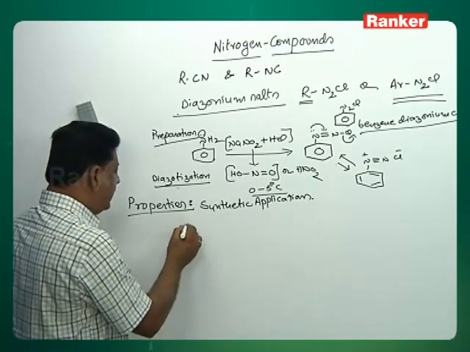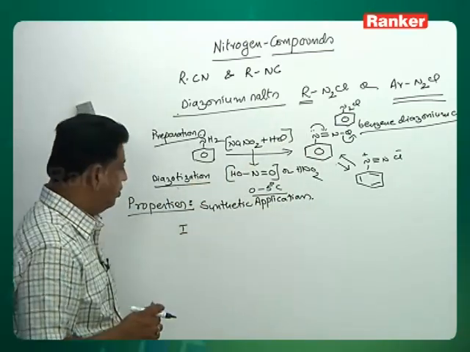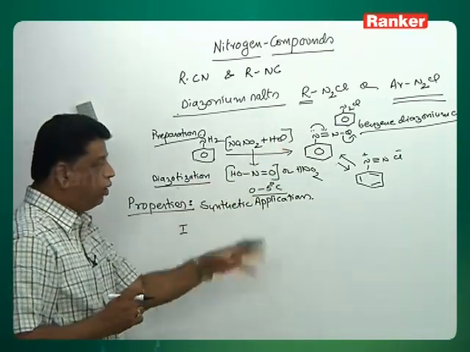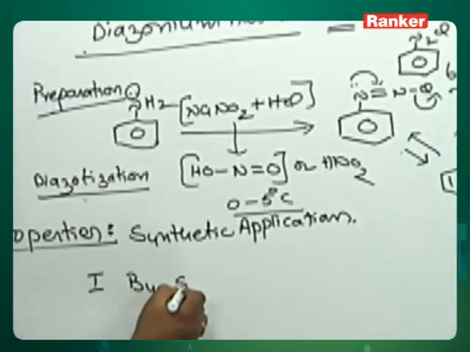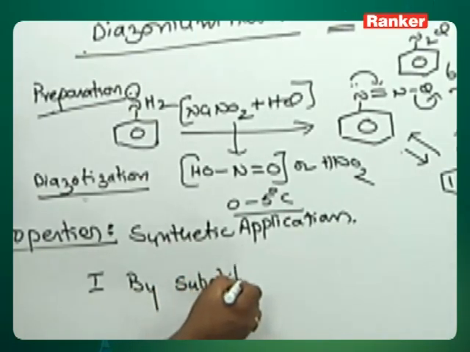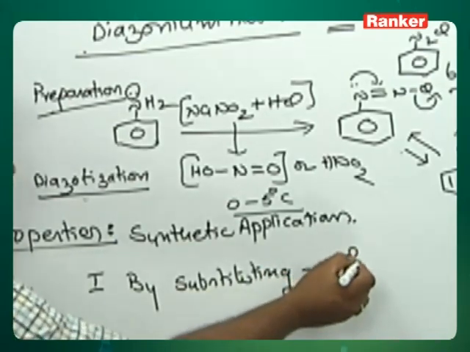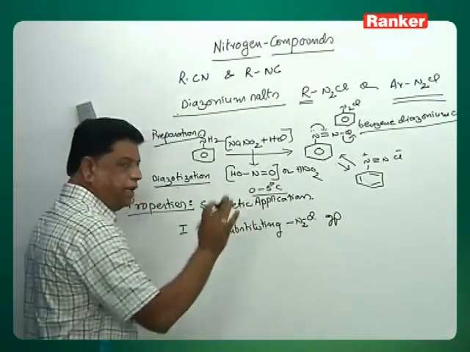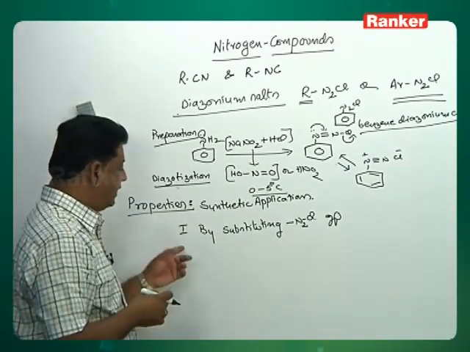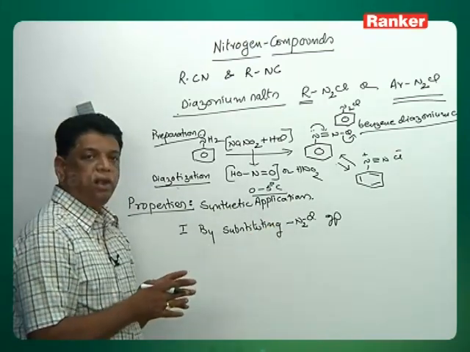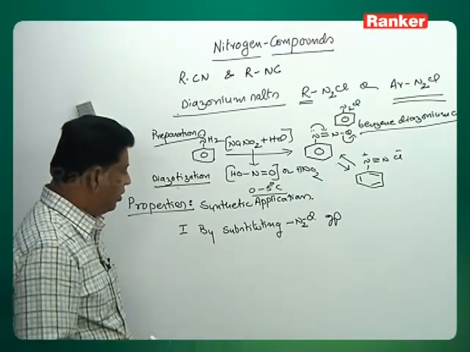The first type is where a group will be replaced and a new group will come into the compound. Which group? The N2Cl will go out and a new group comes. So the first type of reactions are by substituting the N2Cl group. The group is removed and in that place a new group comes. So, this is the first type of reaction. In the second type of reaction, the nitrogens are not going out of the compound, they will be there in the compound and some useful products are formed.